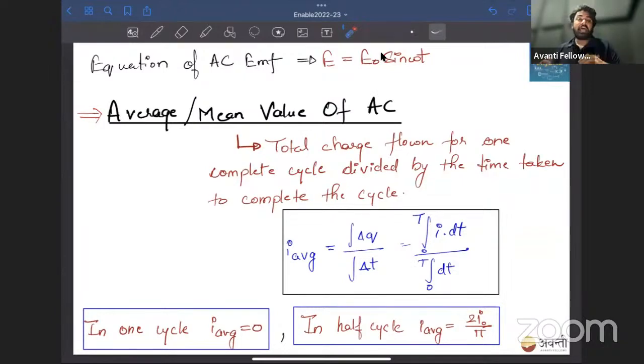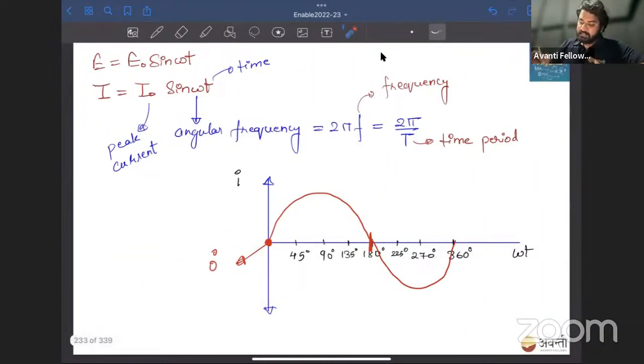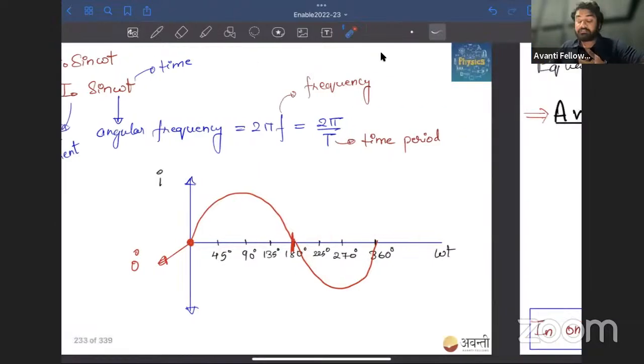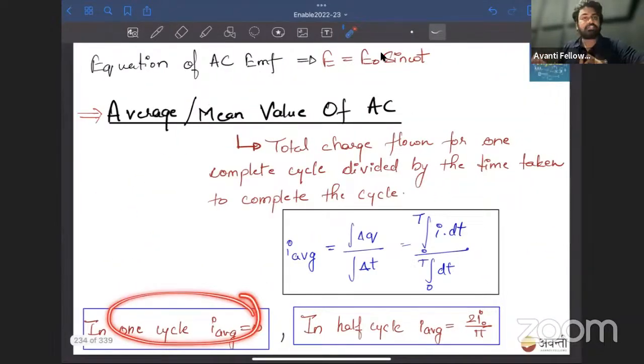So if I talk about the average value of, let's say, this sine curve in one complete cycle, this is positive, this is negative, what is the average? 0. Total how much? It started from 0 degree and ended at 0 degree. Current starts from 0, ended on 0, means final minus initial is 0 minus 0 upon total time, whatever it is, it is 0. So the average value for a complete cycle is 0.